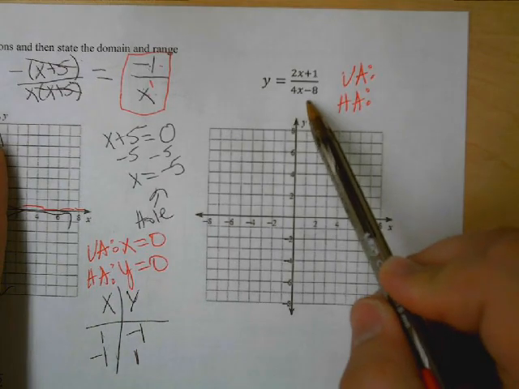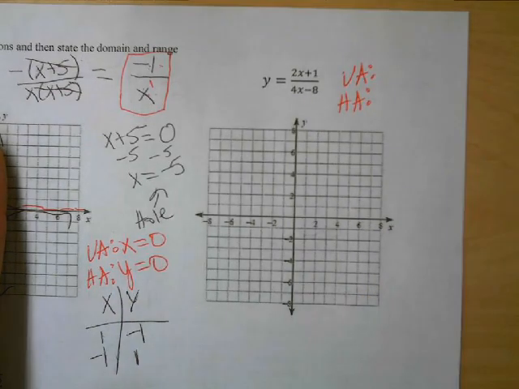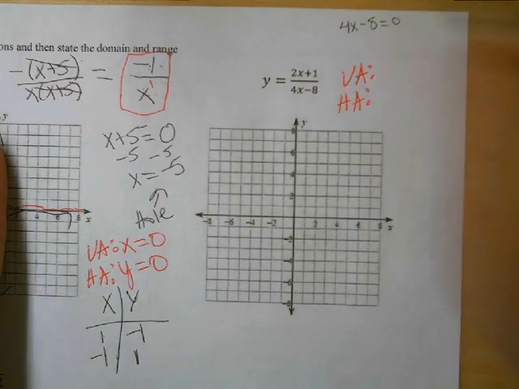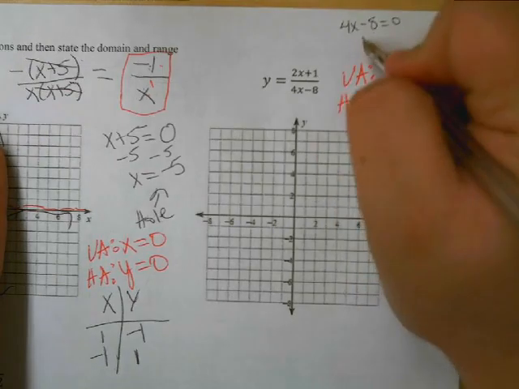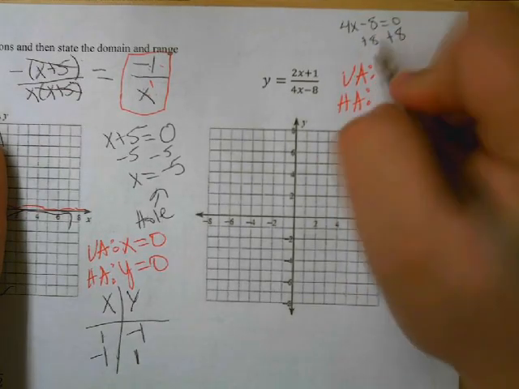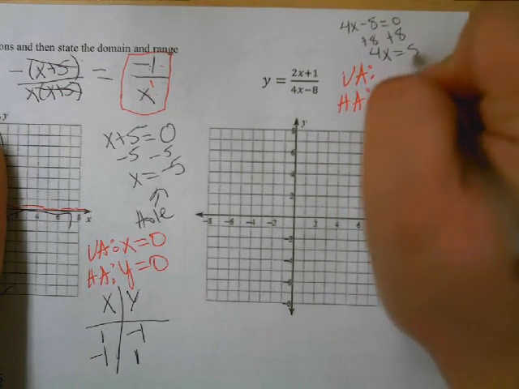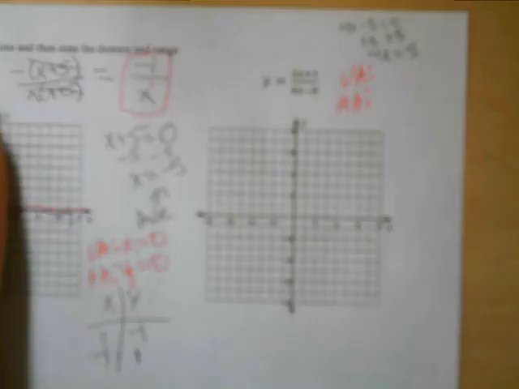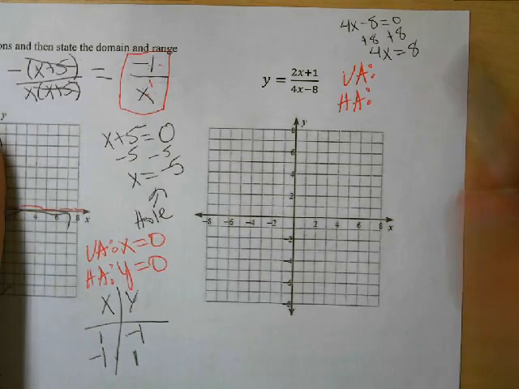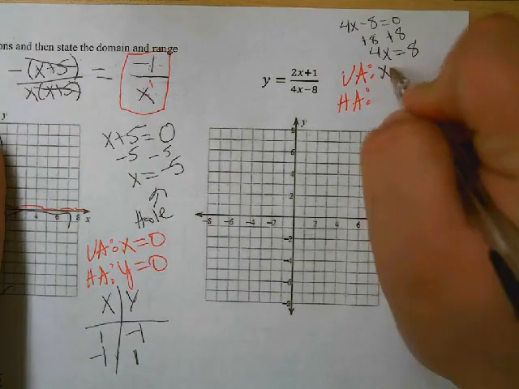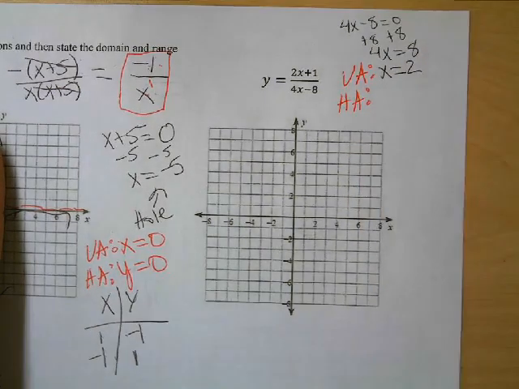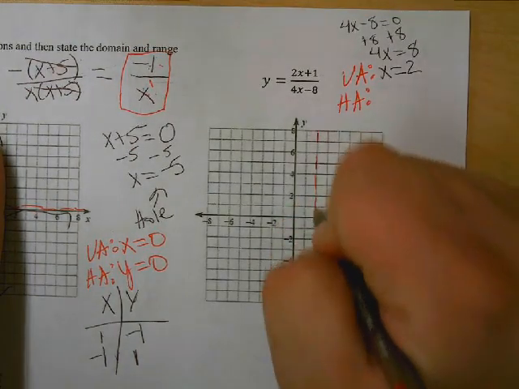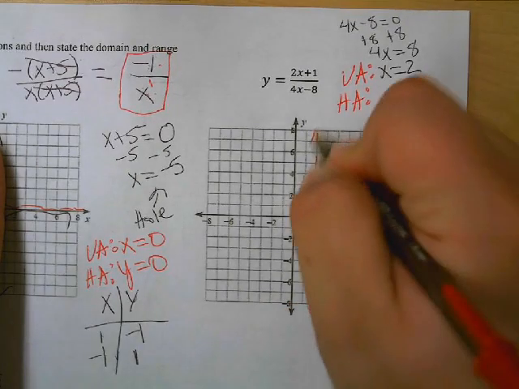Set the denominator equal to 0. So that's just going to be 4x minus 8 equals 0. I add 8 to both sides, I get 4x equals 8. Now I need to get x by itself. How do I do that? Divide by 4. When I do that, I'm just going to be left with x equals 2, right? So I can draw that line in. That's where that's going to be at.